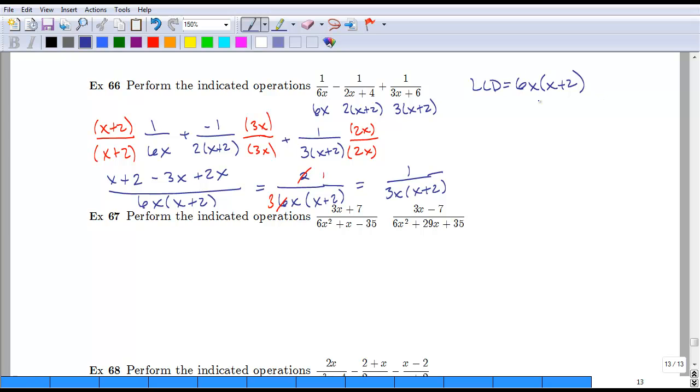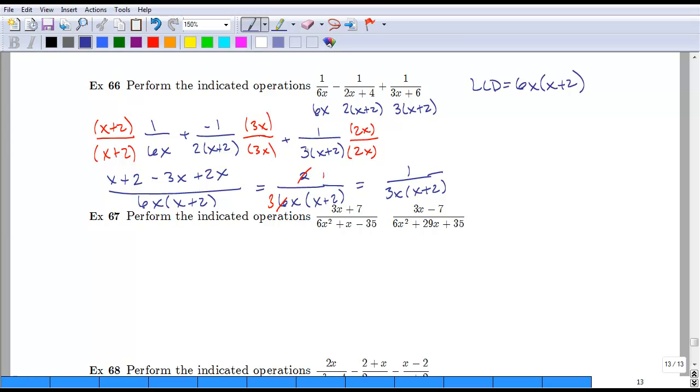So that gives you your least common denominator, 6x times the quantity x plus 2. And so the first term needs an x plus 2. The second term only needs a 3x because it already has the 2 and the x plus 2. And the third term just needs a 2x because it already has a 3 and the x plus 2.